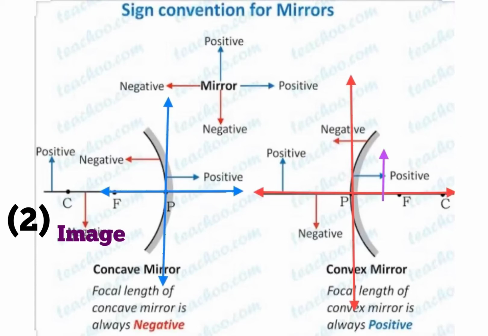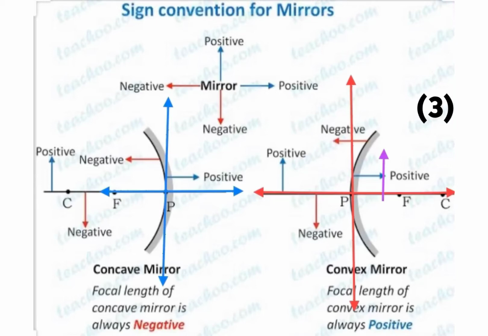Now let us see the image. In the concave mirror, real and inverted image is obtained for all the 5 cases except the last case, and it is on the same side of the mirror. So image distance will be negative as it is in minus x direction, and height of image will also be negative as it is in minus y direction. Now students, you know that for concave mirror, principal focus is obtained on same side of the mirror, so focal length will be negative.